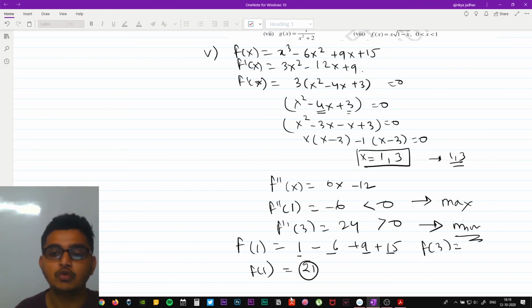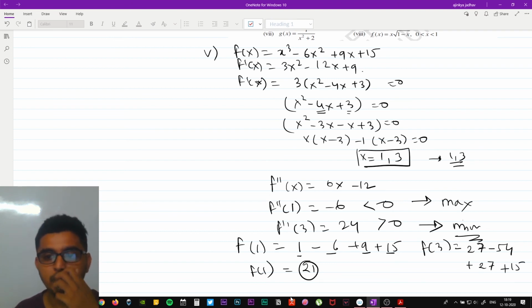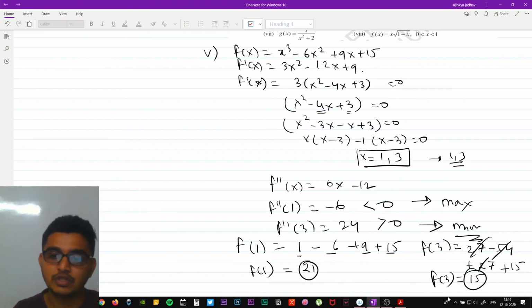And in case of the minimum value, f of 3 is going to be 3 cube, which is 27, minus 6x squared, so 6 times 9 is going to be 54, plus we have 9 times 3, which is 27, and then we have plus 15. So 27 plus 27 is going to be 54, and 54, so these terms are going to get cancelled, and your final answer is 15. So your lowest value is 15 at x equals 3, and your maximum value is 21 at x equals 1.